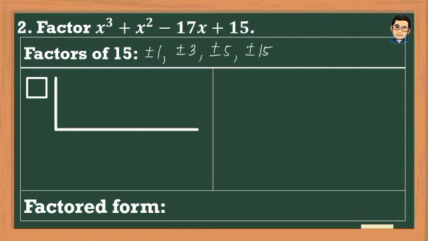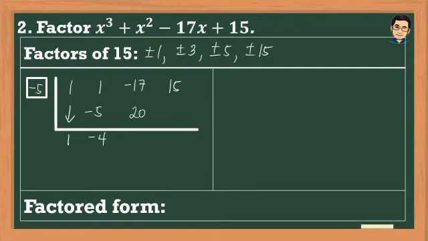So, dito sa given natin, gagamitin natin is negative 5. And then, sulat lang natin yung mga coefficients ng given polynomial, x cubed 1, x squared 1, negative 17x, negative 17, and then the constant term, 15. And then bring down 1. So 1 times negative 5, that is negative 5. And then 1 plus negative 5, that is negative 4. Negative 4 times negative 5, that is positive 20.